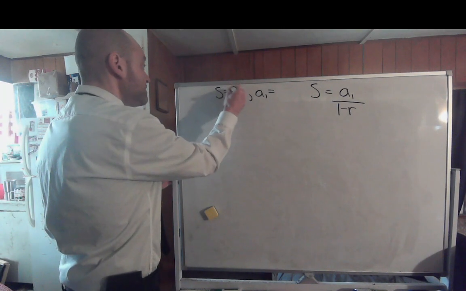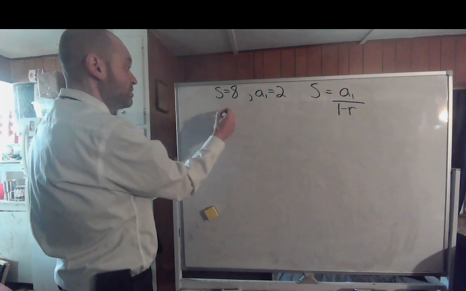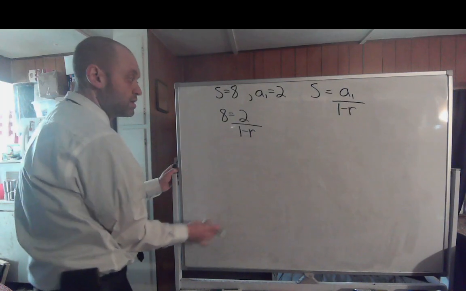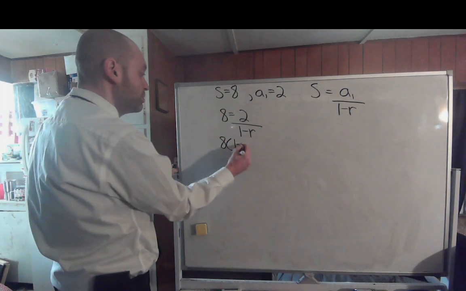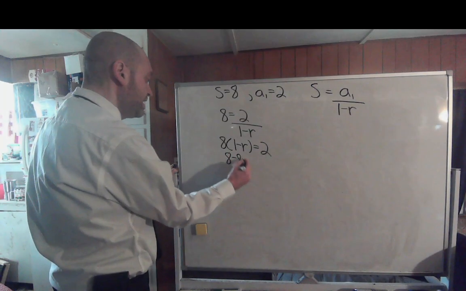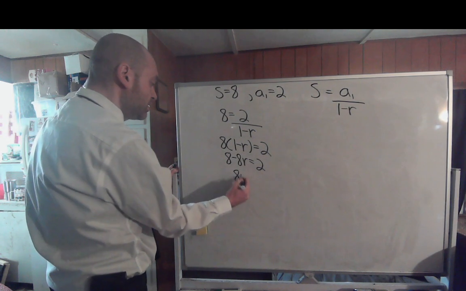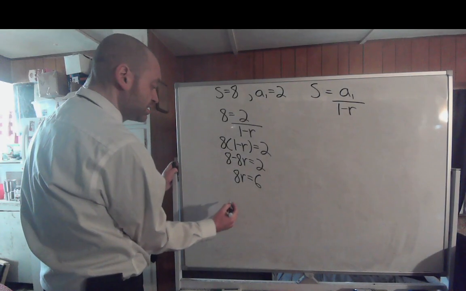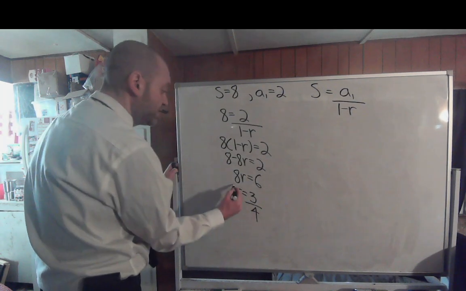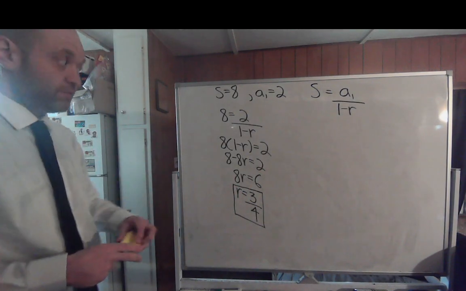Alright, the sum of this infinite geometric series is 8. Your first term is 2. So 8 would equal 2 all over 1 minus r. So this would turn into 8 times 1 minus r is equal to 2. So 8 minus 8r equals 2. So 8r equals 6, and then r would equal 3/4. So your common ratio for this infinite geometric series also equals 3/4.